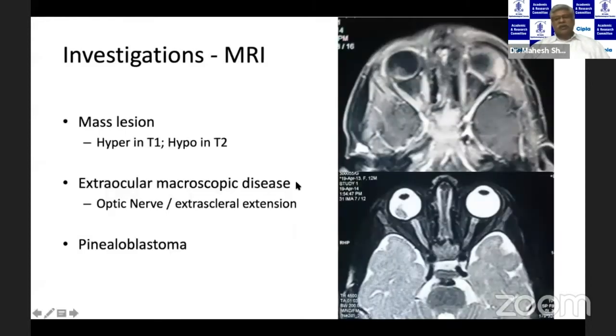Another investigation which we do almost all the time in retinoblastoma is an MRI of the orbits and brain. On MRI, the tumor will appear hyperintense to the vitreous in T1 weighted image and hypointense to the vitreous in T2 weighted image. An MRI will also show if there is extraocular disease, like optic nerve invasion, extrascleral invasion, and also will tell us if there is a trilateral retinoblastoma. That is the midline intracranial tumors which can be associated with germinal retinoblastoma, the commonest being a pineoblastoma.